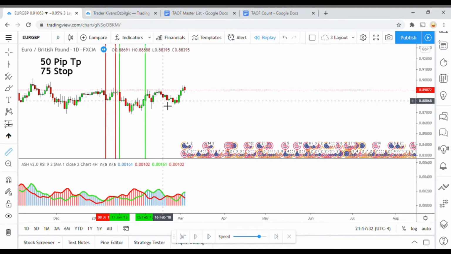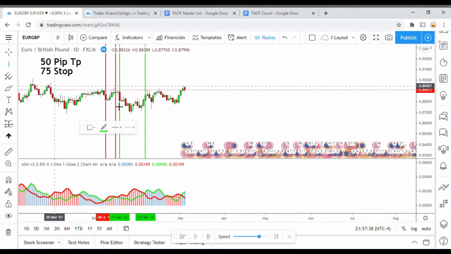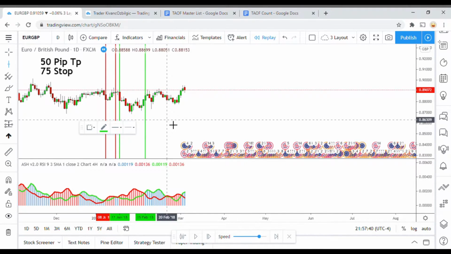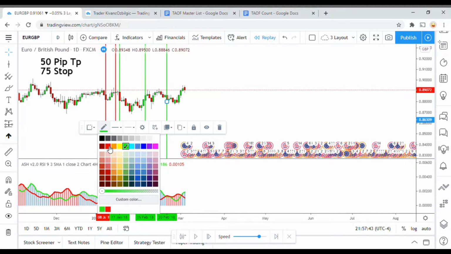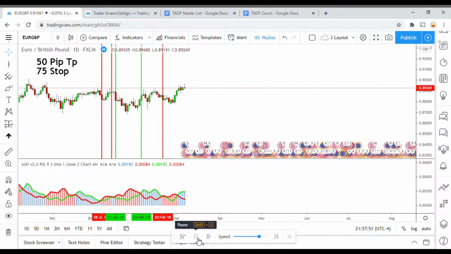We hit a downtrend there. Not sure we made it to 50. We did not. So we would have gotten stopped out on that one.